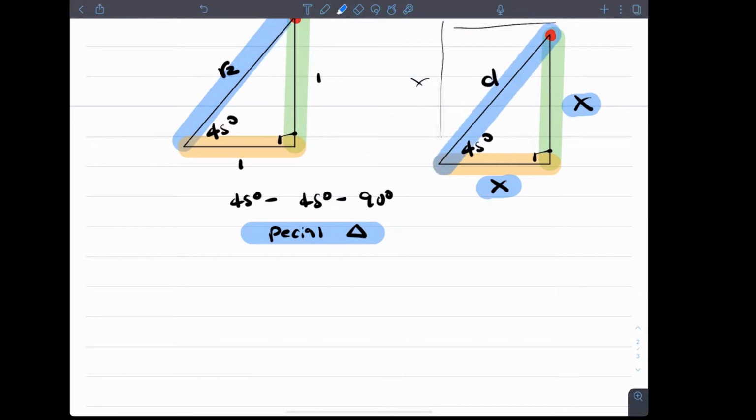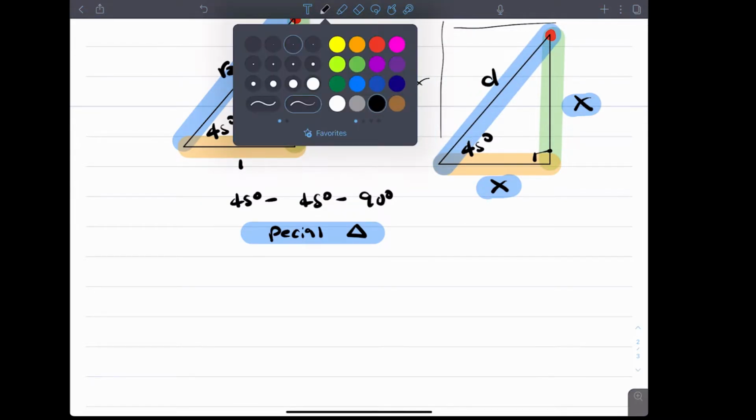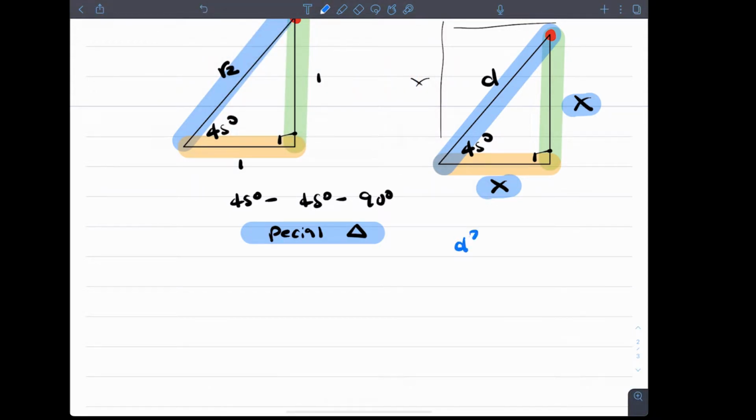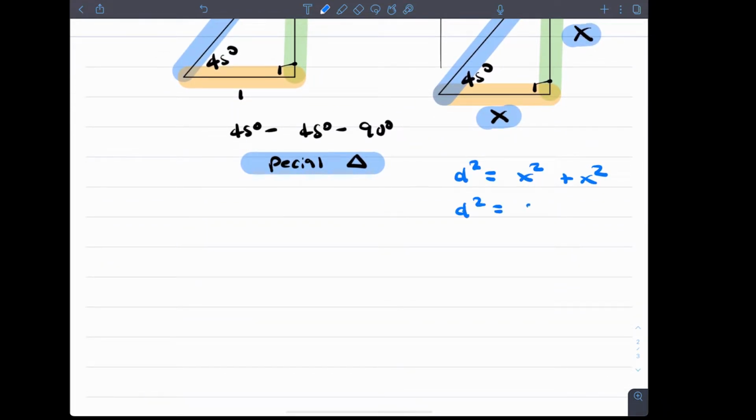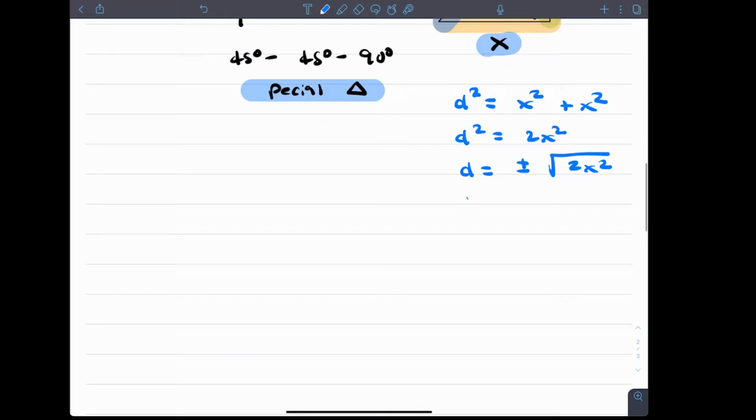You guys remember? So here's what we're going to do. D squared is x squared plus x squared. You guys okay with that from the Pythagorean theorem? Now, you might say D squared then becomes 2x squared. And then D becomes plus or minus the square root of 2x squared by solving that using the square root formula. So now, distance is positive.